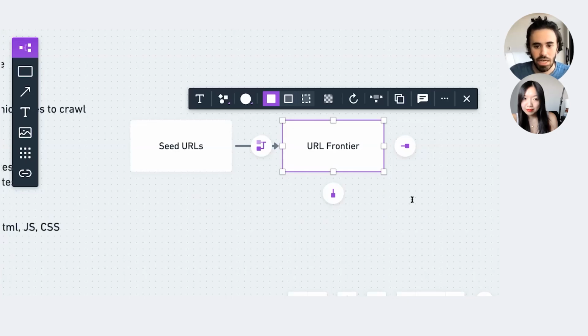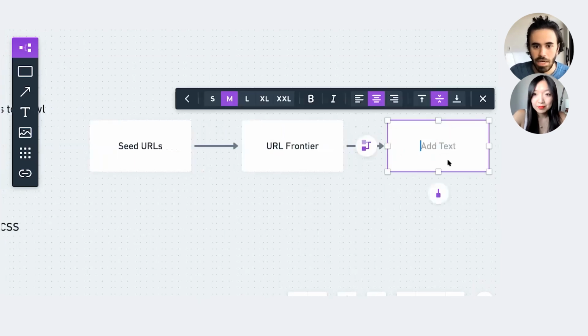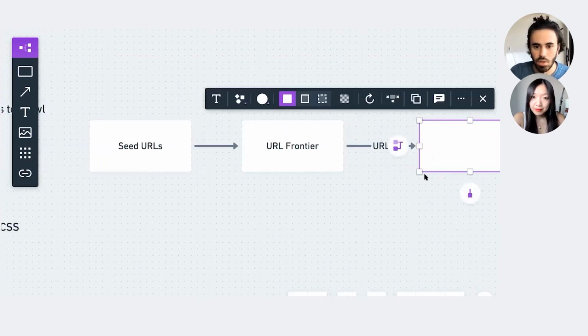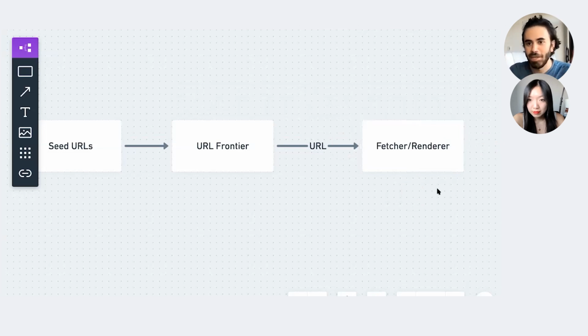And given that, we have this structure that allows us to prioritize the URLs to crawl next and returns that URL. Given that, we need to pass that URL to this, and this is going to be a fetcher and renderer. So this is essentially a piece in the process that is going to handle the fetching and rendering, which I guess makes sense in the name.